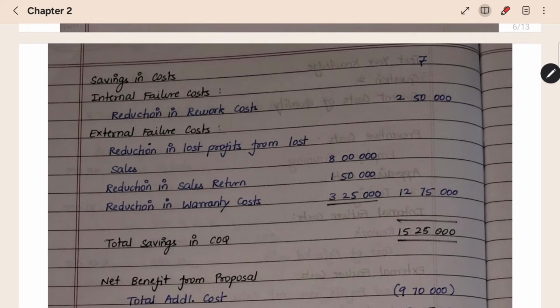In external failure cost, the reduction in loss of profit will be 8 lakh. Reduction in sales return, this much will be the savings from that activity. Warranty cost also will be reduced by 3,25,000. In total, this much savings we can get by implementing the program.